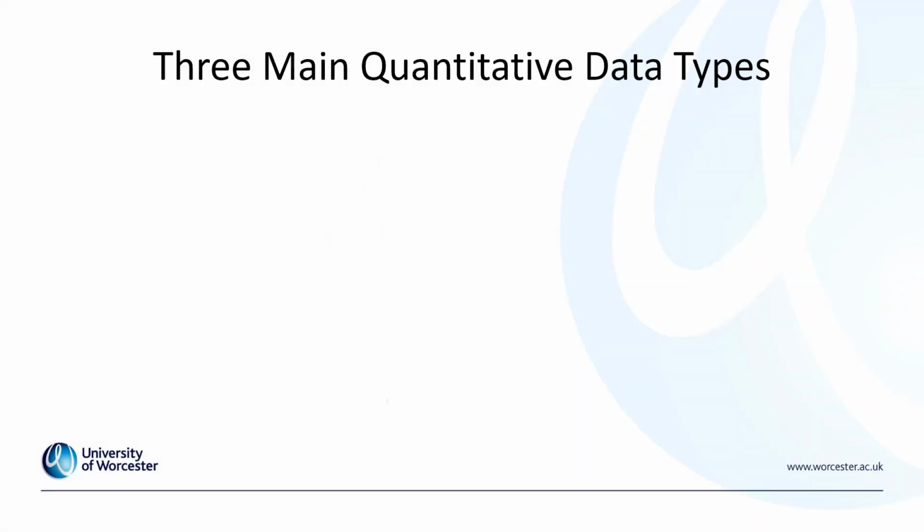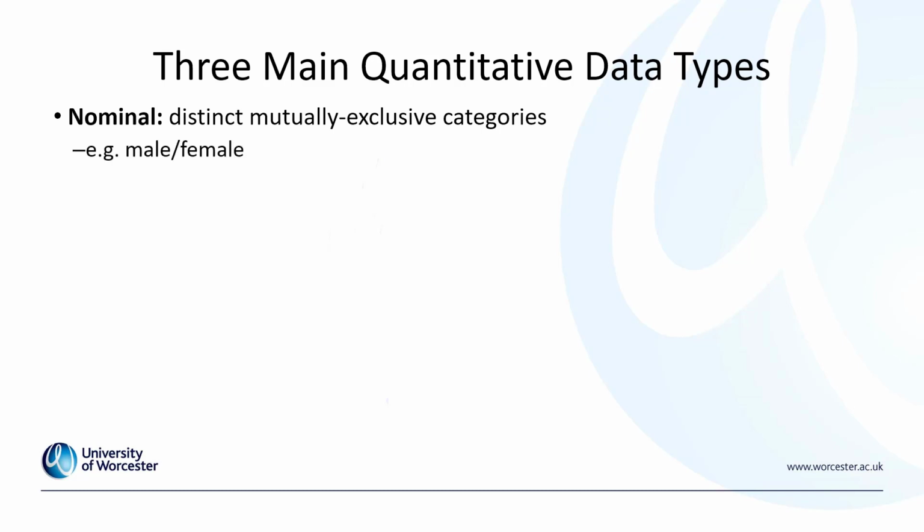We've already covered the three main types of quantitative data within the session on questionnaire design, but we're going to summarise it again now, ready for discussing the statistical tests. So the first type of quantitative data is nominal data. Nominal data is distinct, mutually exclusive categories, such as male, female, or position in a team, such as manager, team leader, operator.